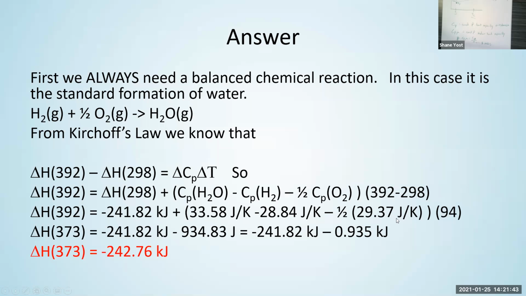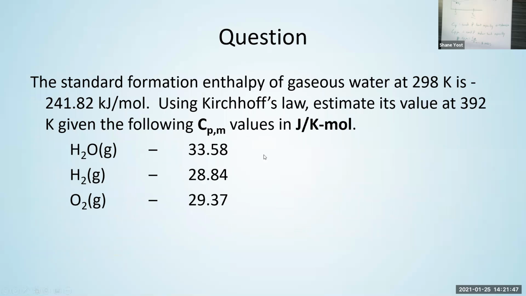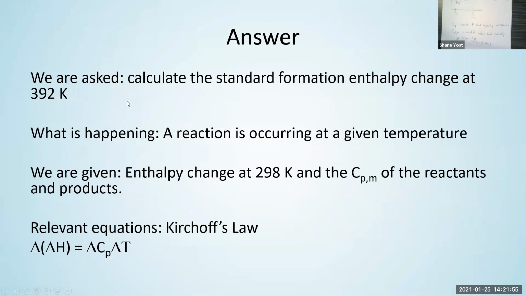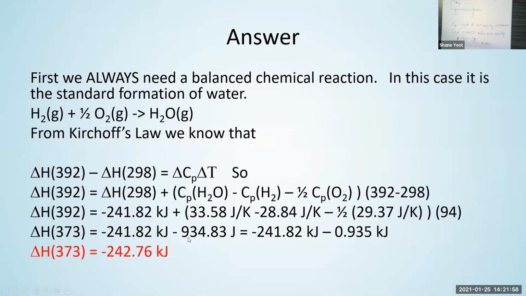Now note these heat capacities, coming back to the original question, are given in terms of joules per Kelvin mole, while the enthalpy changes are in terms of kilojoules per mole. So we need to change this 934.83 joules to kilojoules by, say, dividing it by 1,000. And then when you do that, you get this final answer, minus 242.76 kilojoules.